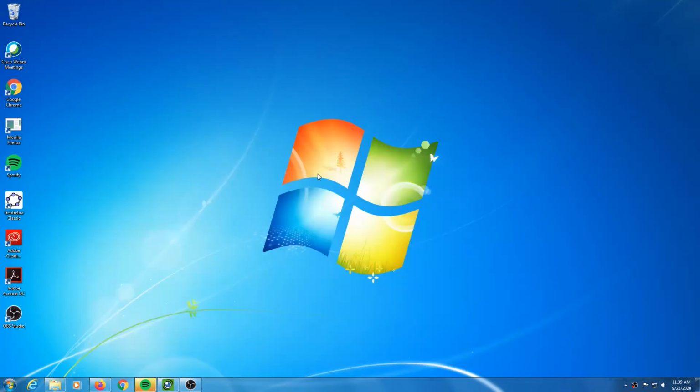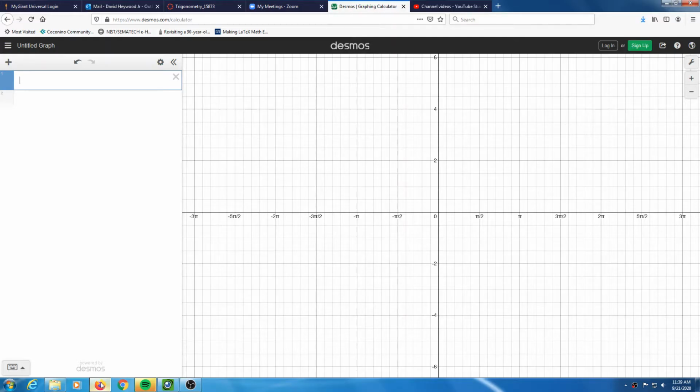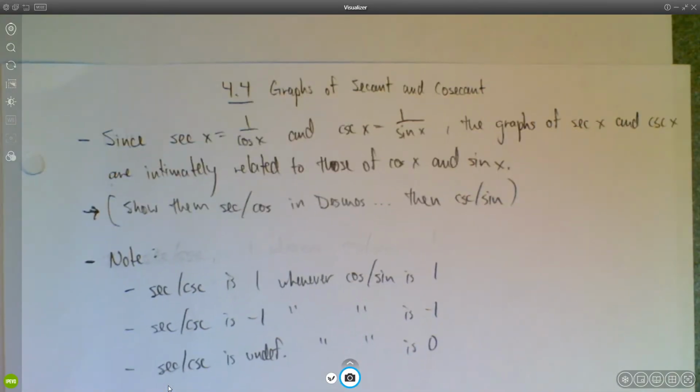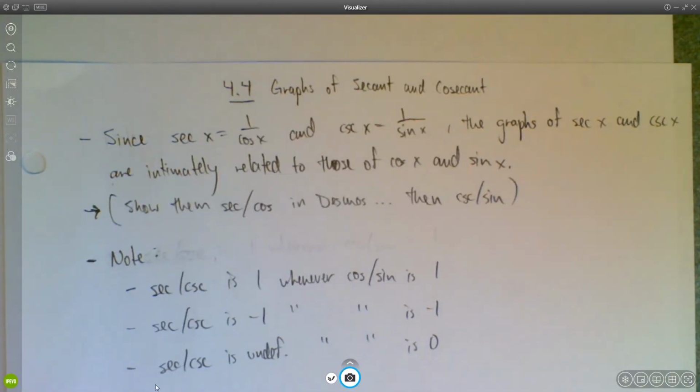Alright, so let's finish up our discussion of the graphs of the trig functions by looking at the secant and cosecant functions. This is section 4.4, by the way, graphs of secant and cosecant. Secant is 1 over cosine, right? And cosecant is 1 over sine.